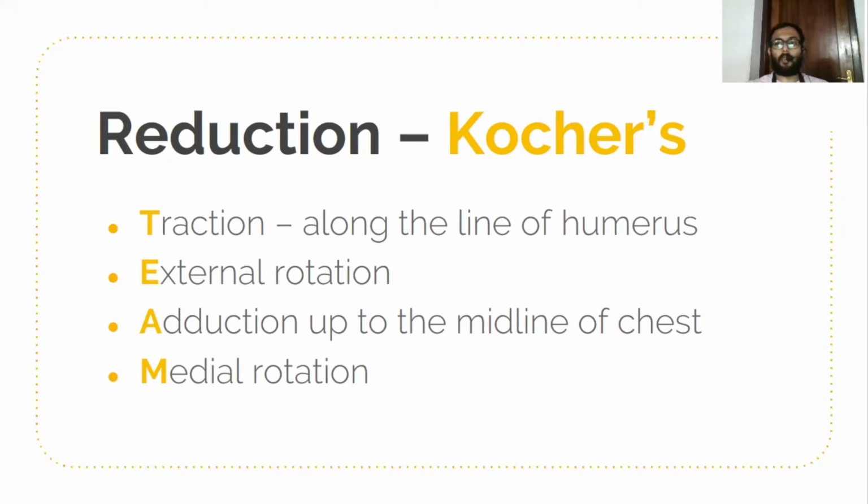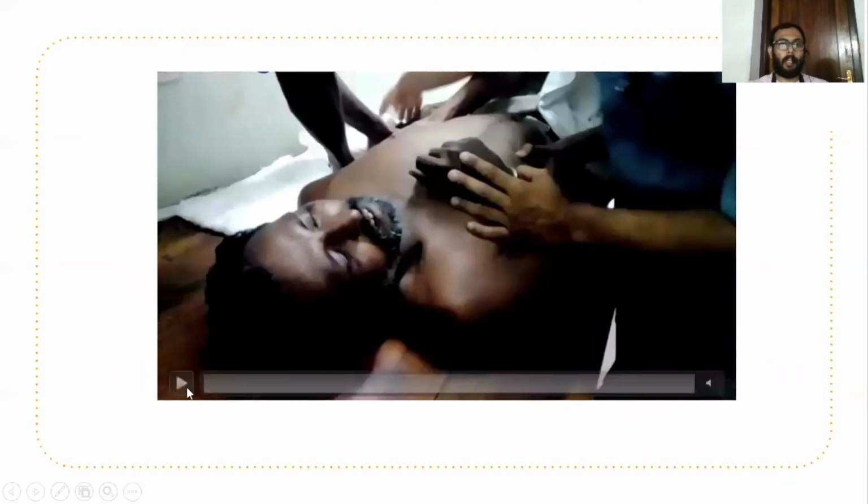And then the fourth one is medial rotation. It shall be done gently. This traction should be given more time. And then the second thing to be done is external rotation. And third one is adduction up to the midline of chest. And fourth one is medial rotation.